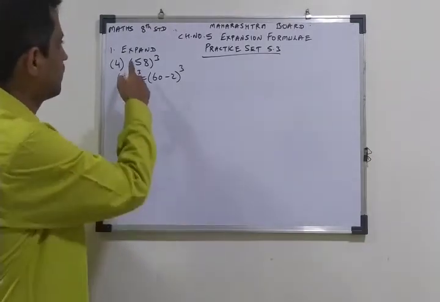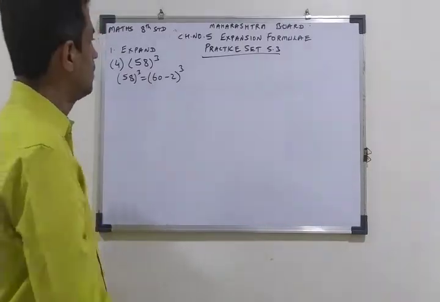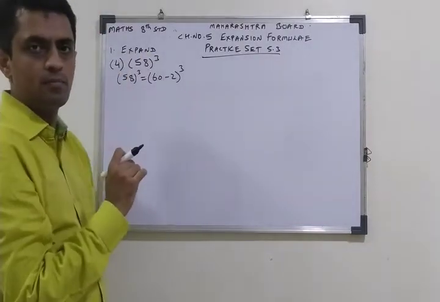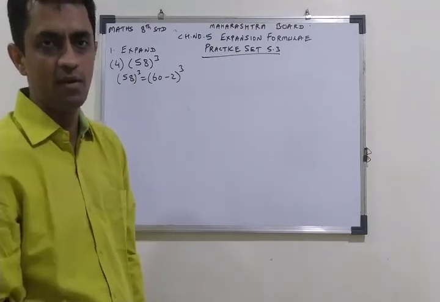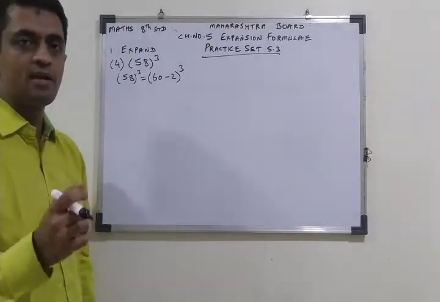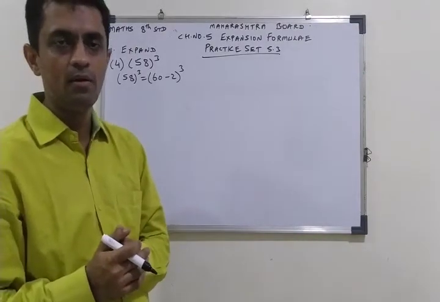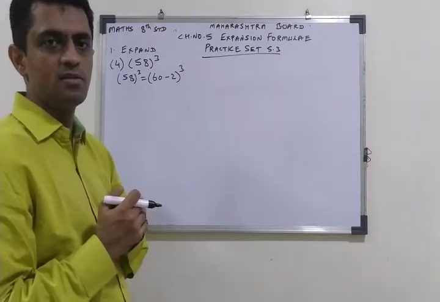Okay, now here is the fourth sum. 58 the whole cube. Now it is not in a binomial form. And we are not going to solve directly like 58 into 58 into 58. No. We have to use a formula. For that reason we have to convert into binomial, but without changing the meaning of the sum. You should not change the meaning of the sum.